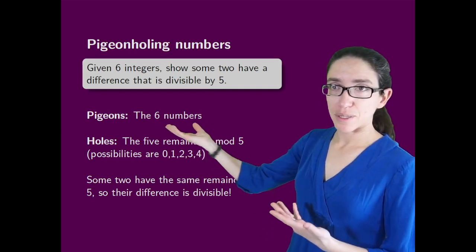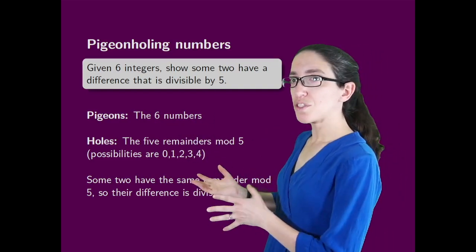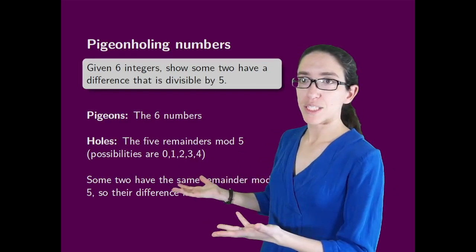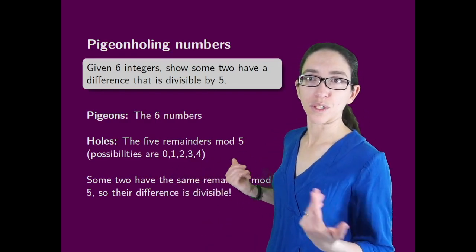In this case, the pigeons are just the 6 numbers. The holes are the 5 remainders that you can get mod 5. So when you divide things by 5, what are the possible remainders? 0, 1, 2, 3, or 4.